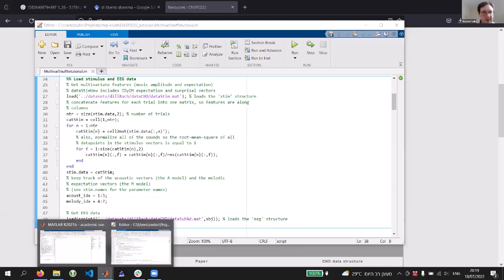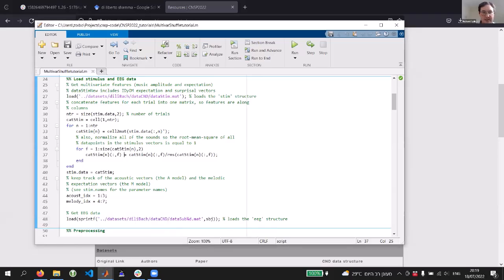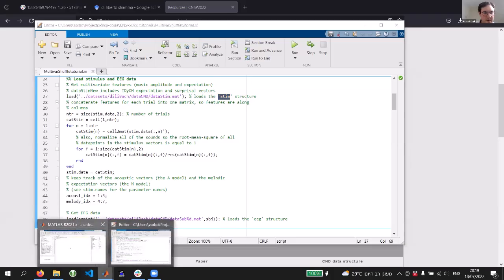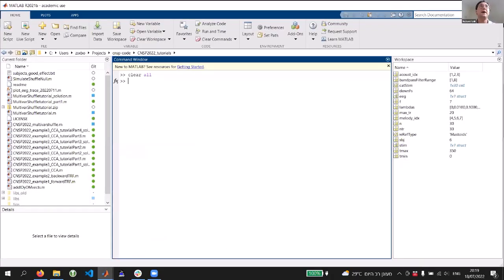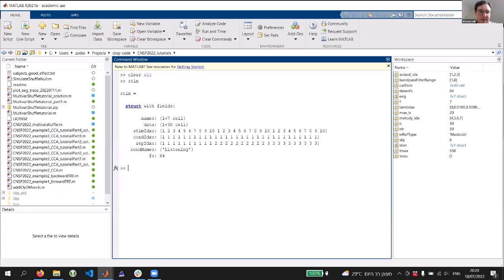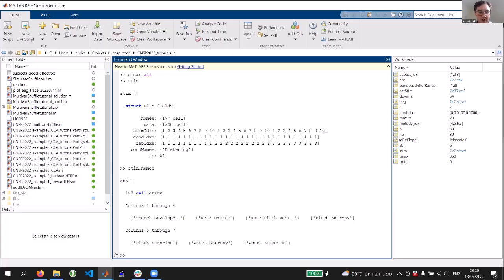Let's take a look. What this does is it loads this stim structure. Giovanni talked a little bit about the way CND data is formatted, so you can see it directly here. It's got the names of the different variables, and the data actually contains, for each trial, there are 30 trials in total. I'll be restricting it to 20 later on. Each trial has 7 different features. So let's take a look at what those features are.